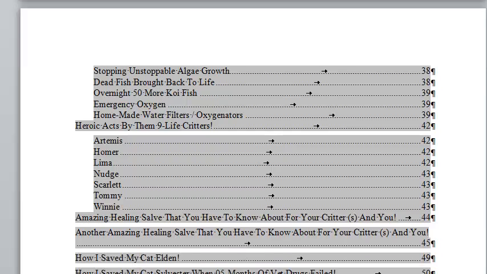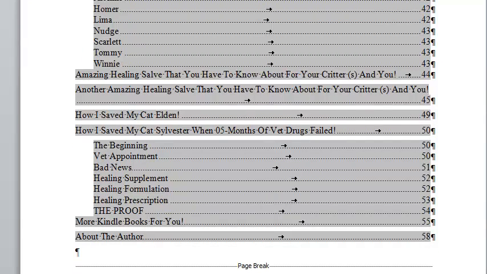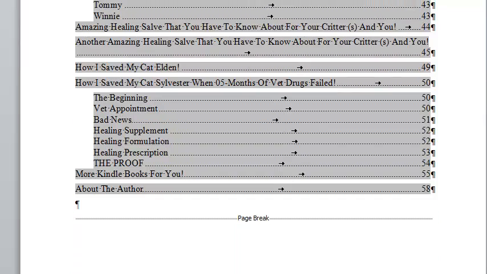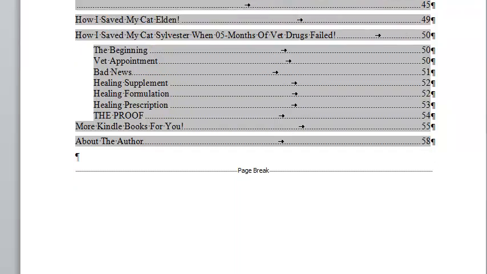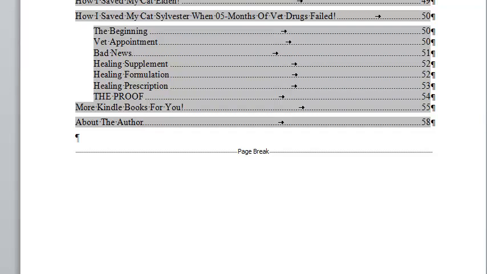Then I go into heroic acts by them nine life critters. Then I go into an amazing healing salve that you have to know about. And I use this all the time. And here's an alternate. If you don't have this, here's another salve that I use. And then I talk about how I saved my cat Elden.